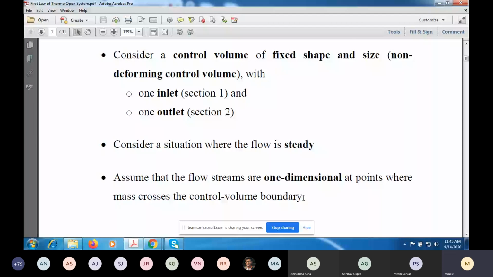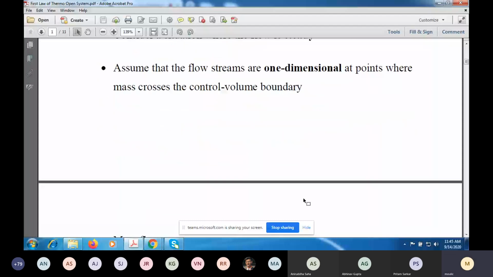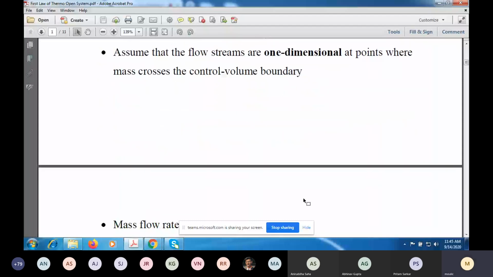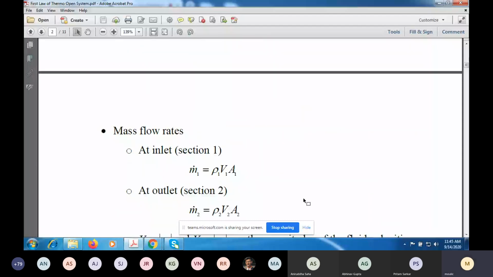So the flow, if you look at any point at the inlet, we'll assume that the velocity does not vary across either the inlet or the outlet. So in other words, we are going to assume the velocity distribution to be uniform across the inlet and outlet. Now, when you make this one-dimensional approximation, the mass flow rate simply will be the product of density of the fluid times the magnitude of the velocity times the area. And of course, here we are assuming that the velocity is normal to the section.